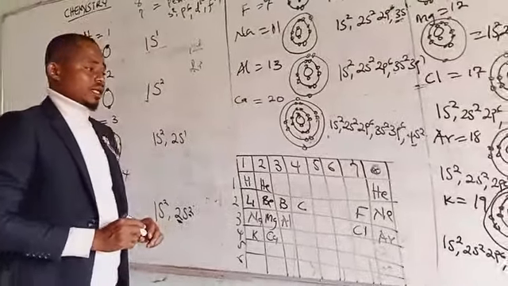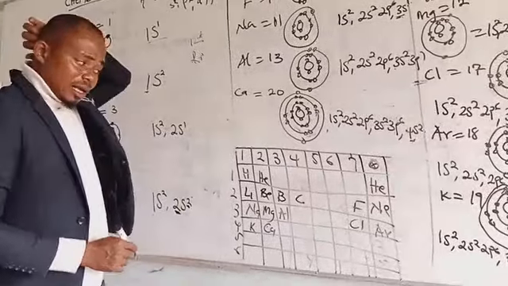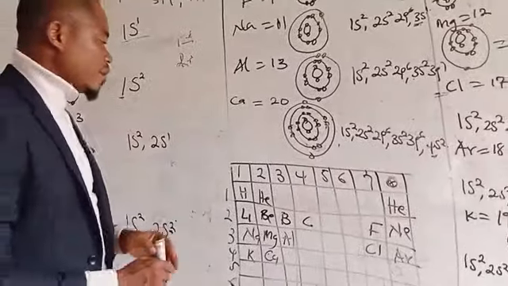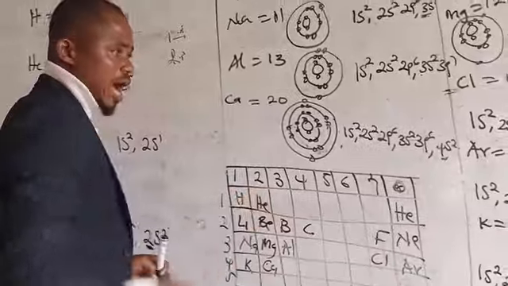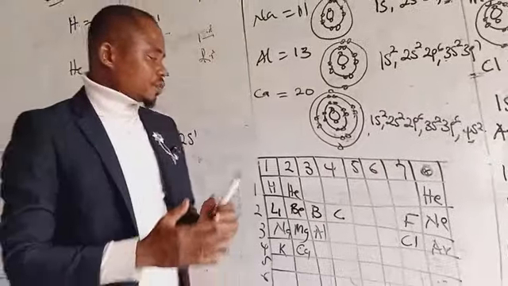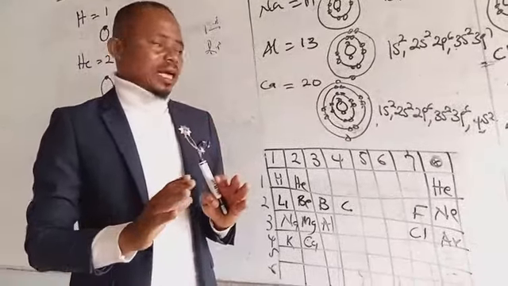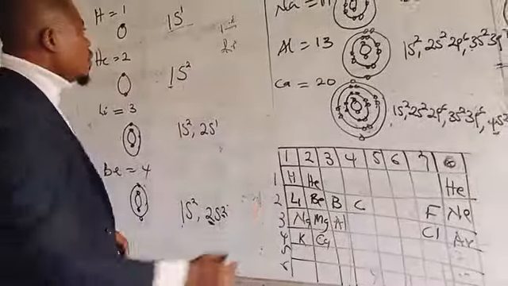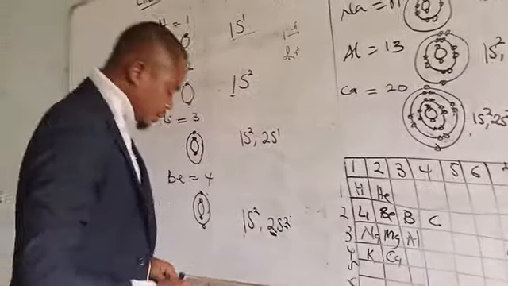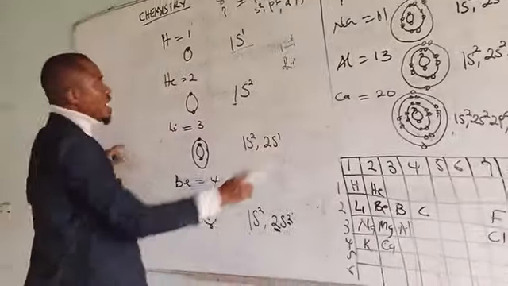So that is how to arrange elements in the periodic table. Now remember, in the standard periodic table, between group 2 and group 3, we have the what? The transition metals.